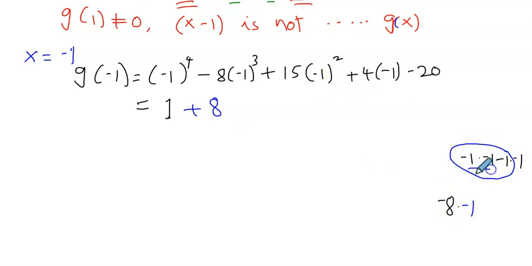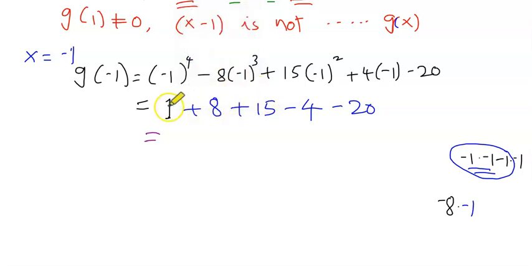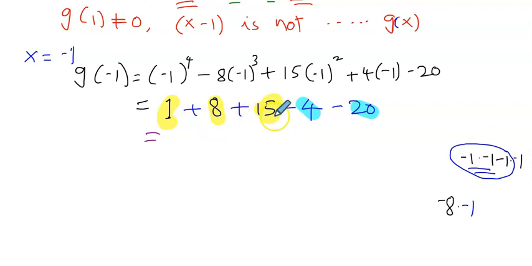Next, negative 1 square, negative 1 times negative 1 is positive 1. 1 times 15 is 15. And this negative times positive, negative 4 times 1 is negative 4. Last term is minus 20 by itself. So let us combine those. These are my positives: 1, 8, 15. And those two are the negatives. What is the result? 1 plus 8 is 9, plus 15 is 24, minus 24, right? 24 minus 24 is 0.